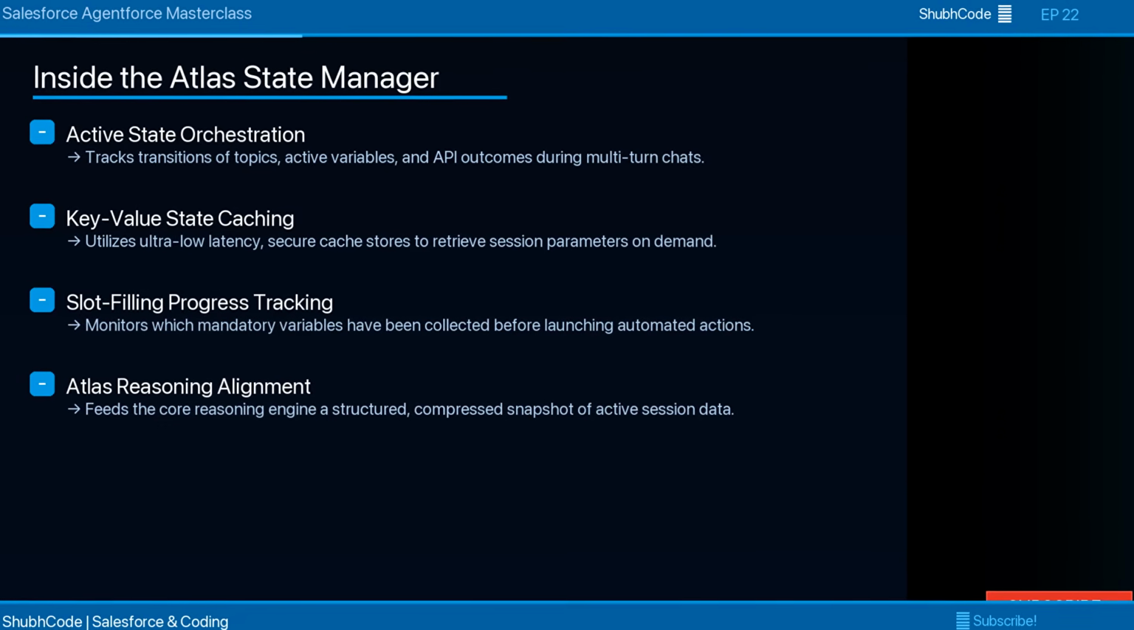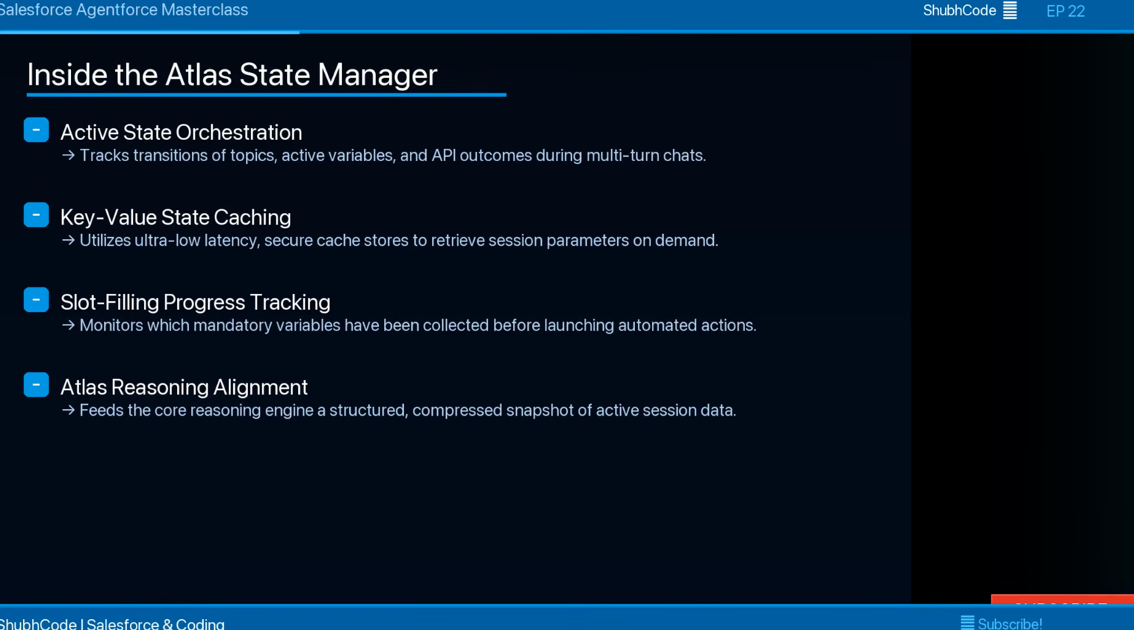At the center of Agentforce memory architecture sits the Atlas State Manager. Think of it as the high-speed cache of your agent's brain. When a user interacts with the agent, the State Manager intercepts the utterance, retrieves the current session state from secure key-value stores, and prepares the contextual payload. It does not just store plain text transcripts, it actively tracks active variables, metadata, execution logs, and the current topic slot filling progress. This allows the reasoning engine to understand not just what the user said, but exactly where they are in the business process.